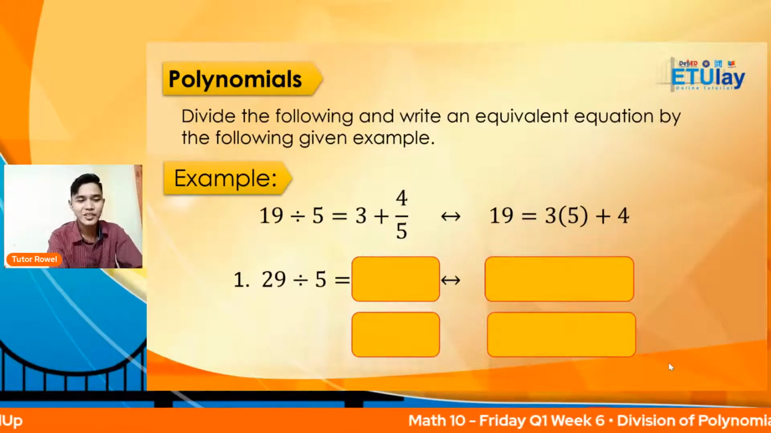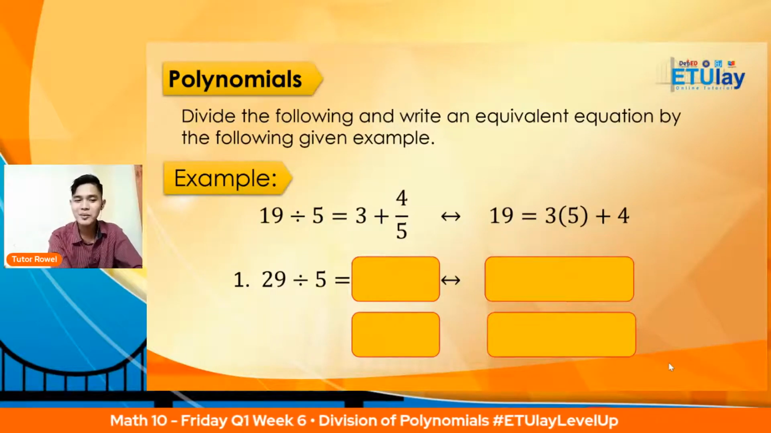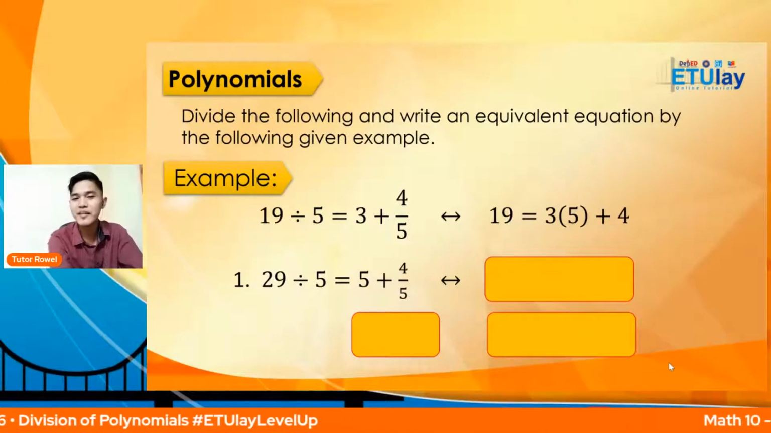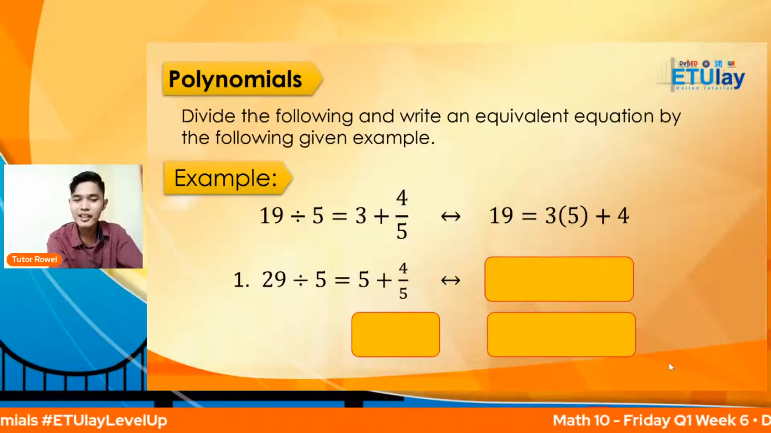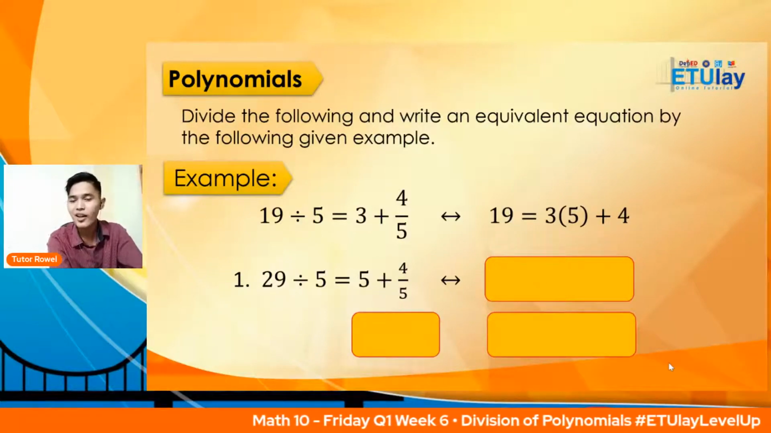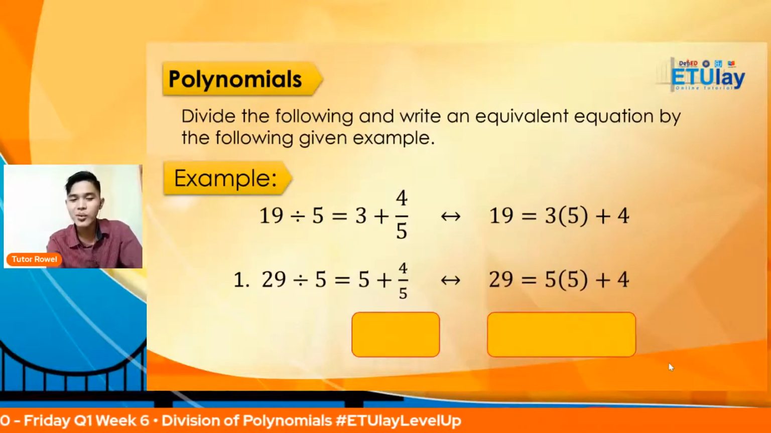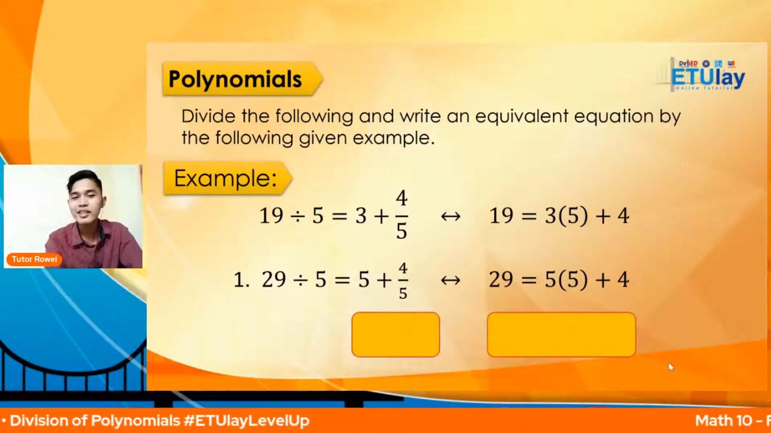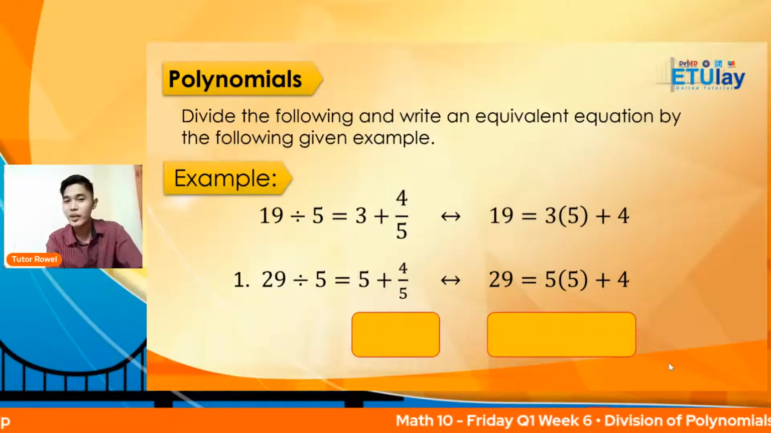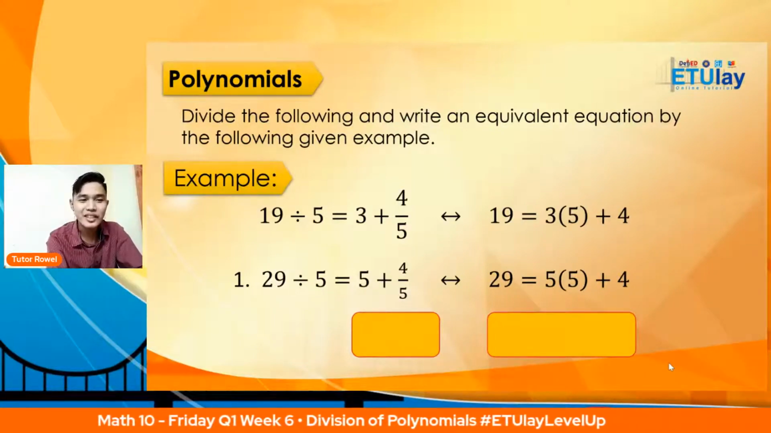Okay? So, for number 1, 29 divided by 5. Sa 29 po, may ilang 5 meron? That is, may 5. May remainder na 4 over the divisor, which is 5. O kaya naman, pwede natin itong isulat as this one. 29 is equal to the quotient na 5 times the divisor na 5 plus 4. 5 times 5, that is 25. Plus 4, 29. Equal pa rin sila. So tama si Ina Isabella.